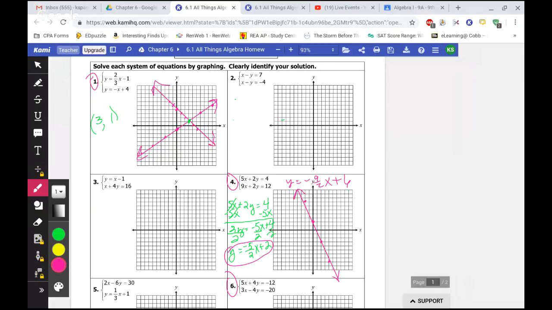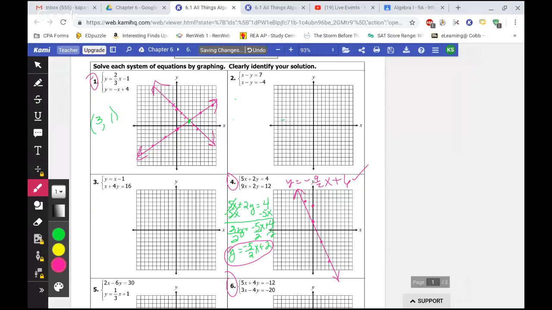Okay, now for the second equation, what is the y-intercept for that one? Plus 6. Yes, plus 6. Good job. 1, 2, 3, 4, 5, 6. Good job.